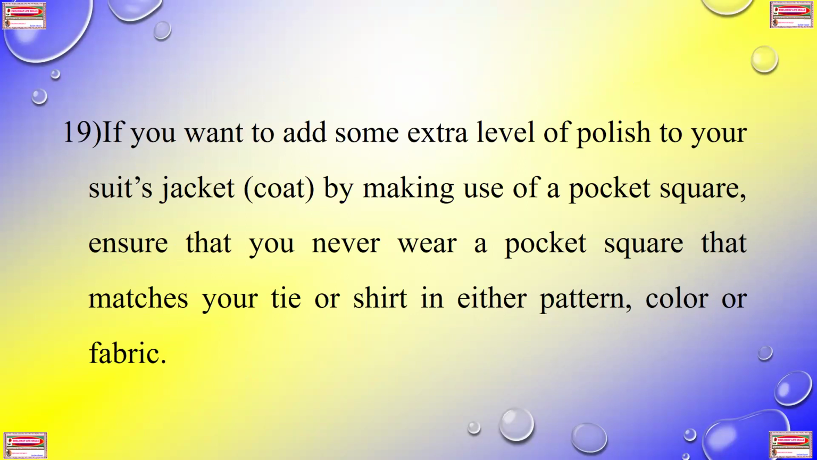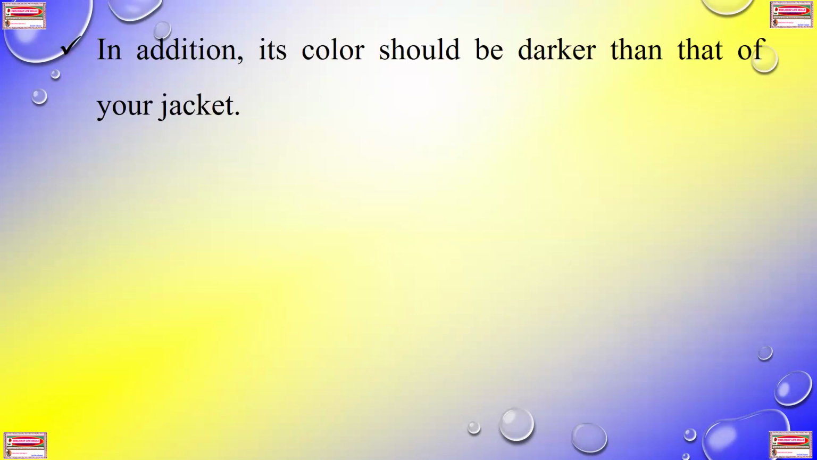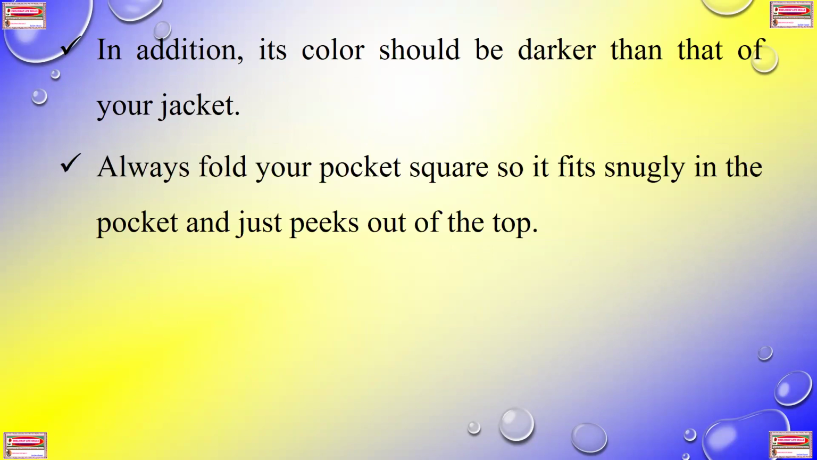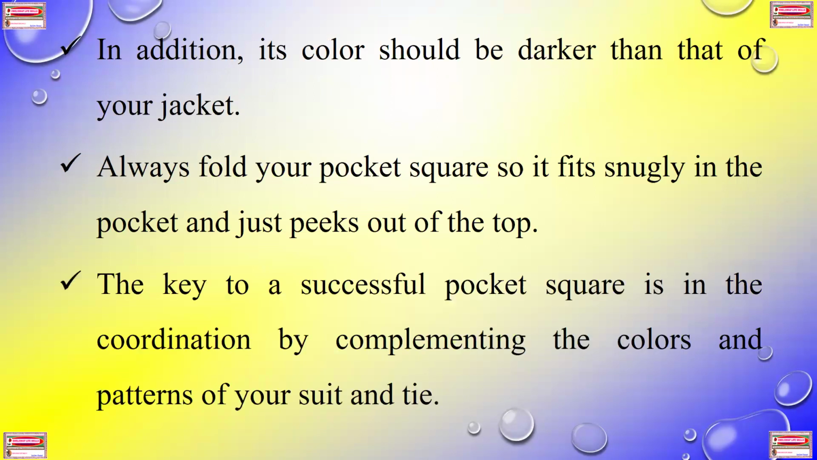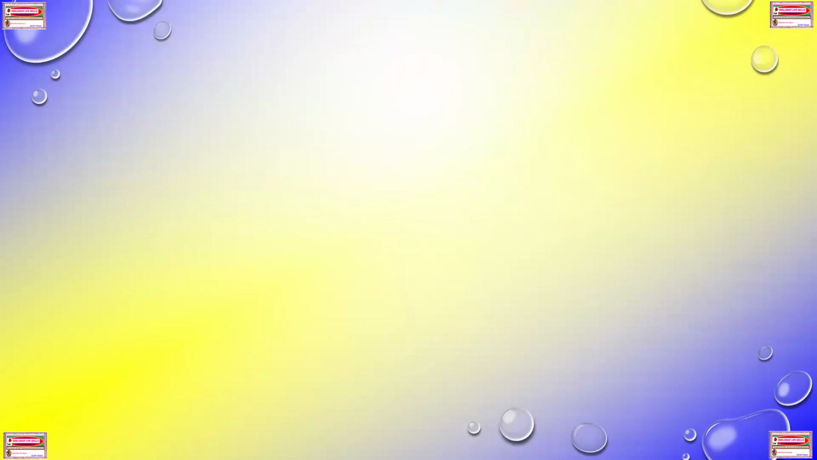Number 19, if you want to add some extra level of polish to your suit's jacket by making use of a pocket square, ensure that you never wear a pocket square that matches your tie or shirt in either pattern, color, or fabric. In addition, its color should be darker than that of your jacket. Always fold your pocket square so that it fits snugly in the pocket and just peeks out of the top. The key to a successful pocket square is in the coordination, by complementing the colors and the patterns of your suit and the tie.